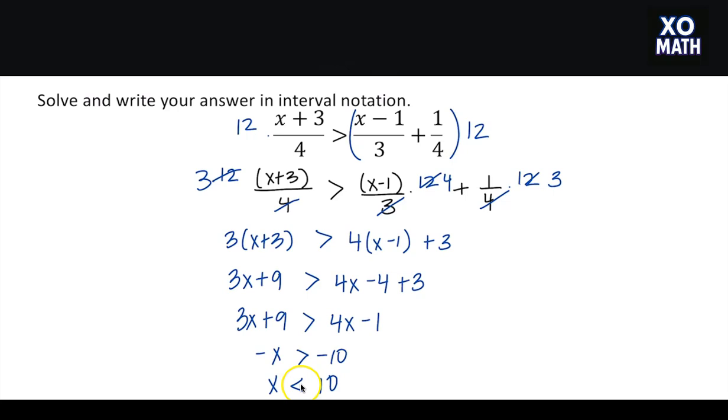Written in interval notation, x values less than 10. Well, that's going to look like negative infinity to 10 with open parentheses around both sides. So not including negative infinity and not including 10 because I'm strictly less than, not less than or equal to. Less than or equal to creates brackets. So here's my answer in interval notation.